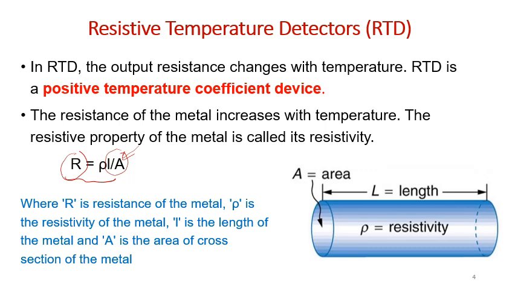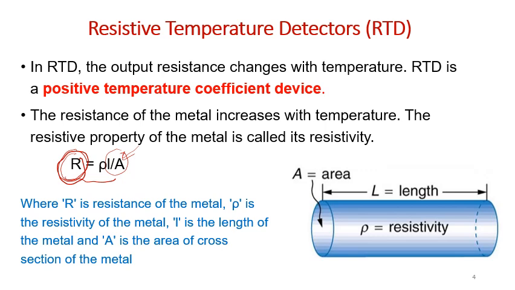So the change of the properties of the material due to heat will cause change in the resistance of the output. Usually the RTD is positive temperature coefficient. Positive temperature coefficient means the increment of the temperature, if the temperature increases, means the resistance will increase. Unlike thermistor, later you will see thermistor is something else. When we reach thermistor, we will talk about it.